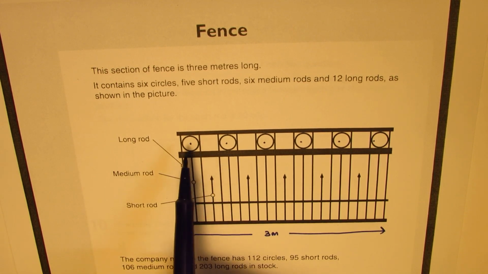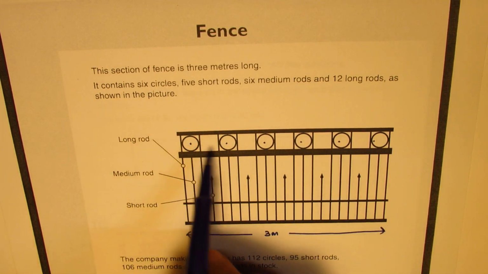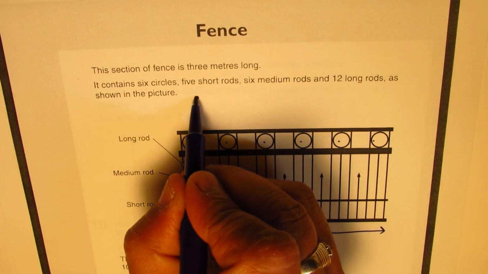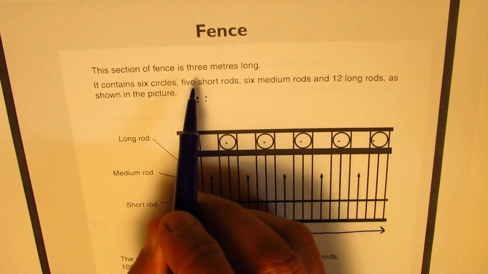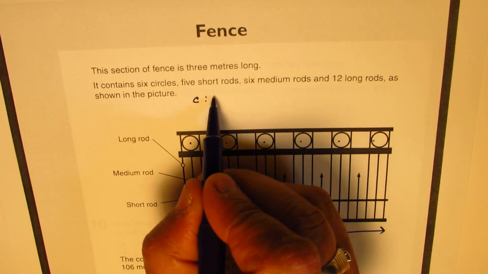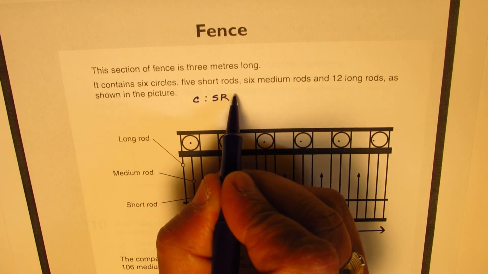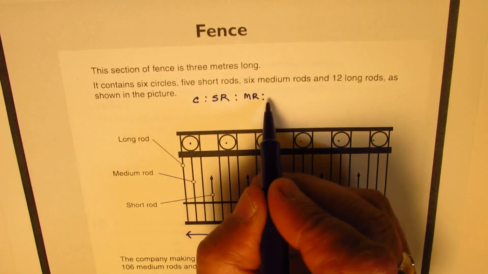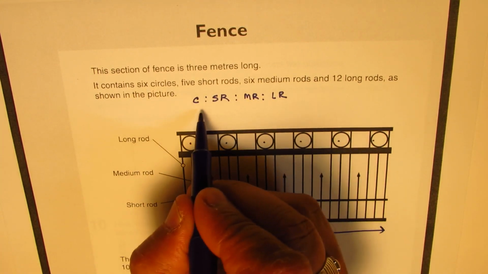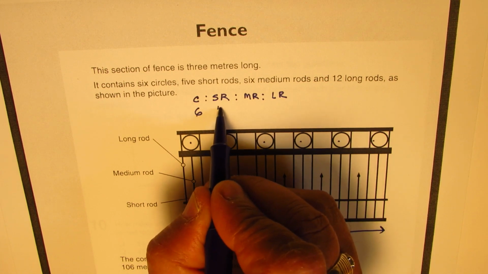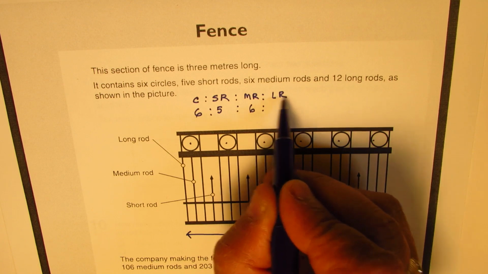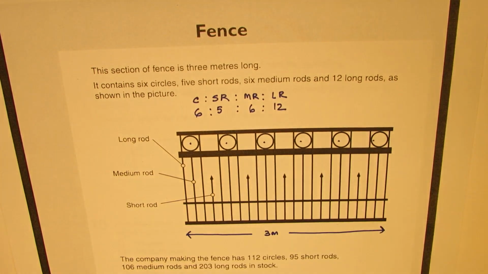As far as the items which we need here, let me write C for circles. We need short rods, let me write SR for short rods, medium rods, and long rods. Circles we need 6, short rods we need 5, medium rods we need again 6, and long rods we need 12 for making one section, correct?